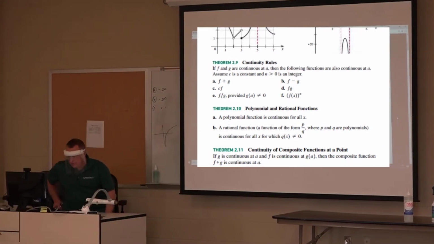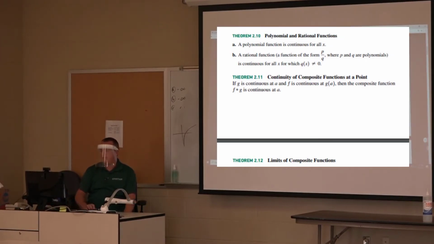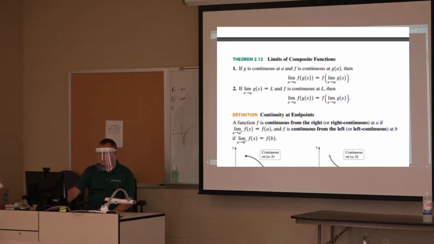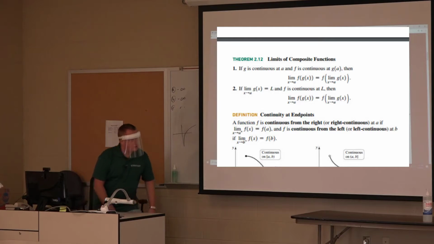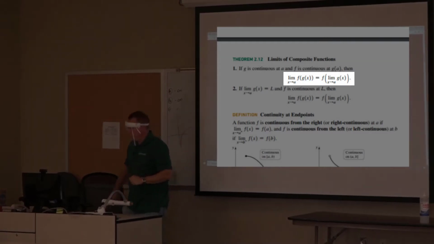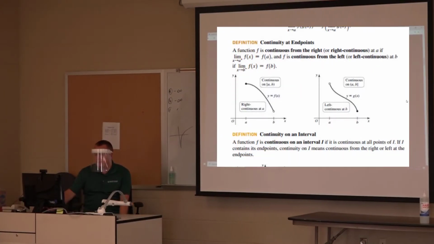All right. Continuity of composite functions at a point. If g is continuous at a and f is continuous at g of a, then the composite function is continuous at a as well. Okay. Limits of composite functions. All right, so if you're trying to take the limit as x approaches a of f of g of x, that is equal to f of the limit as x approaches a of g of x. Okay. We probably did some like that in the last section. All right, any questions up to that point?